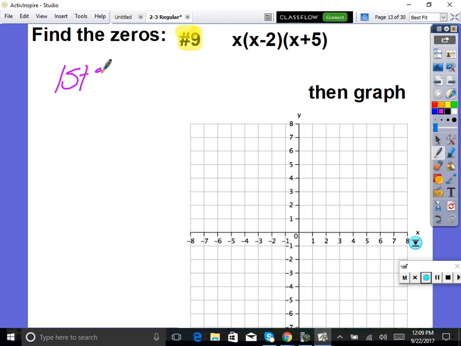First, you'll draw in your zeros. So look, this one's already factored for us. So finding our zeros is easy. We get a 0, a 2, and a -5. Does everyone agree? This is number 9 on the front.